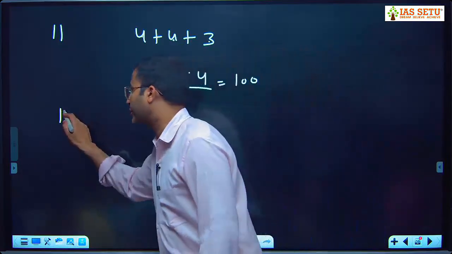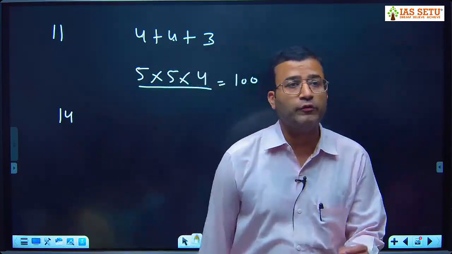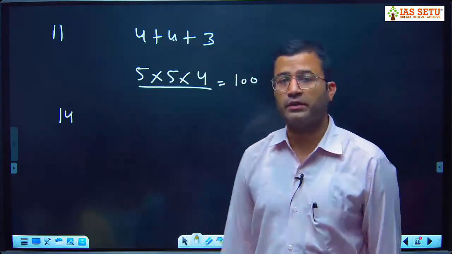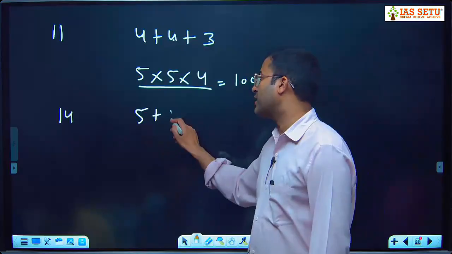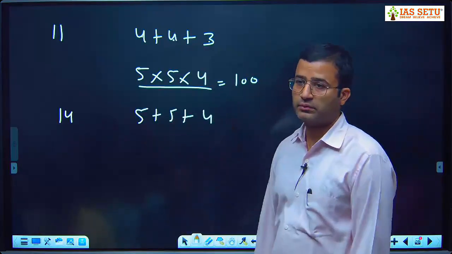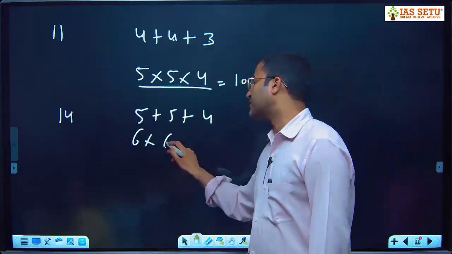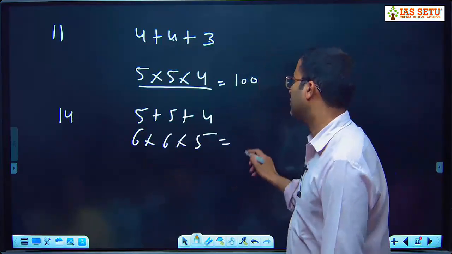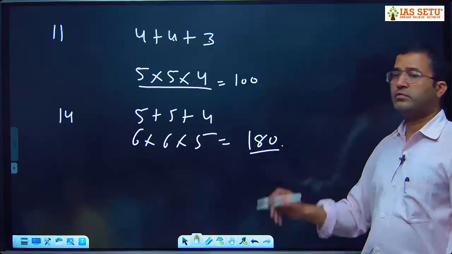Let me take 14. Multiple of 3 near to 14 is 15. How you distribute 15? 5, 5, 5, but it is 1 less, better make it 4. So number of pieces will be 6 into 6 into 5. 180.